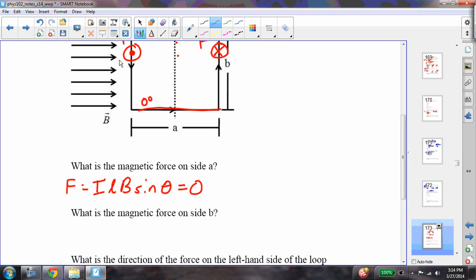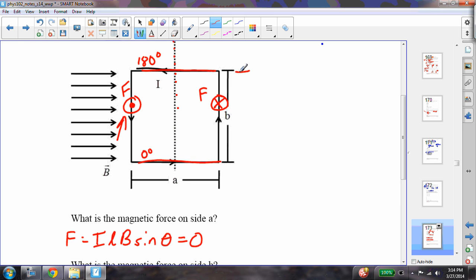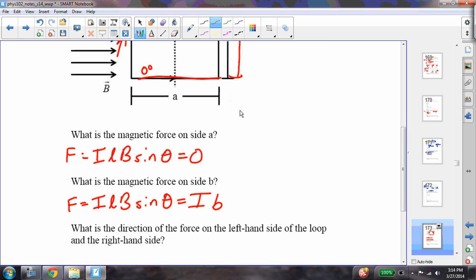So let's first just calculate the magnitude of that force. We'll just look at the force on one side. So we'll take this force, for example. F is equal to ILB sine of the angle theta. In this case, our angle theta is 90 degrees, and of course the sine of 90 degrees is equal to 1. So it's just going to be I times the length of the wire, which is little b. That's the length of this side of the wire, as we see it's b, times the magnitude of the magnetic field.